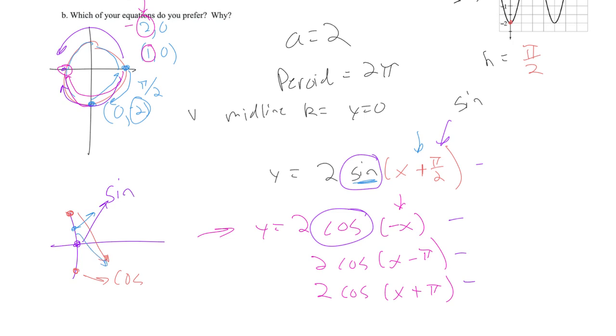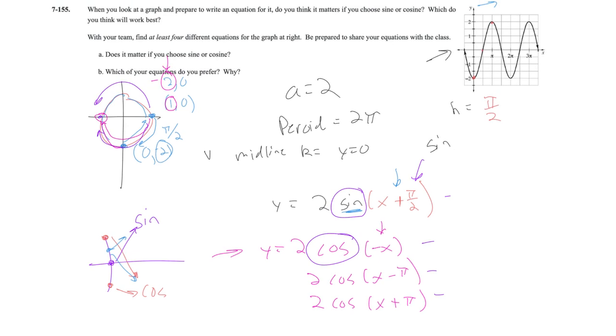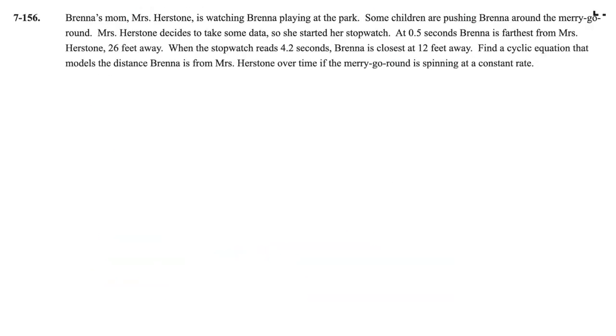Okay, that was a long explanation, but it's a pretty important topic. So let's see what's on the next page. Okay, so this problem is basically trying to put everything together here into words. Brianna's mom's watching her play at the park. She's riding a merry-go-round, which is a thing that goes around and round like this, right? Hey, guess what? That's kind of like a unit circle. Hint, hint, nudge, nudge. We're going to have a cyclical thing here.